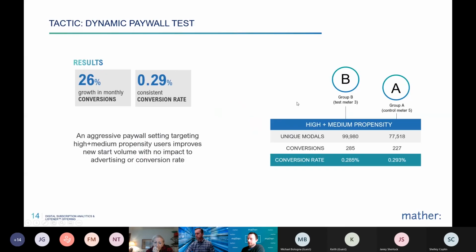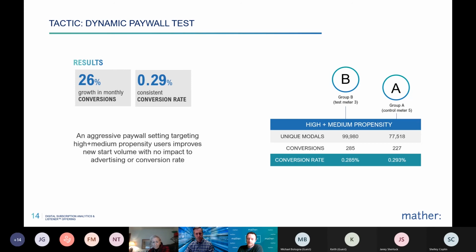Now, getting to the actual case studies. This was a test we did where our hypothesis was, if we were to move an article meter from 5 articles per month down to 3 articles per month for the high and medium propensity segment, you'd get a ton of volume and you'd not risk any ad revenue. We proved that. Essentially, the conversion rate remained about the same, and you can see about a 30%, or 26%, lift in conversion volume versus the control group.